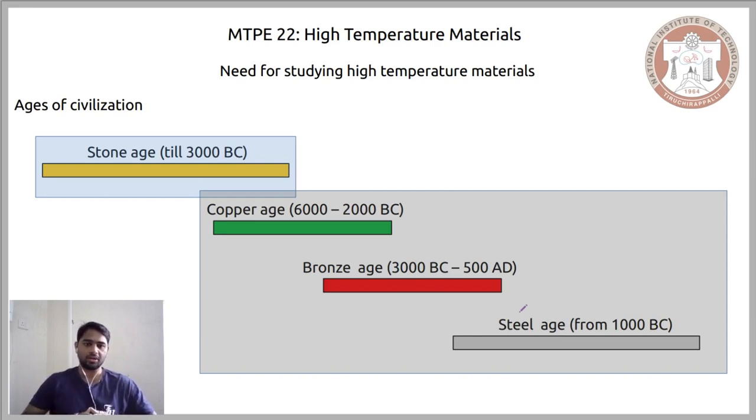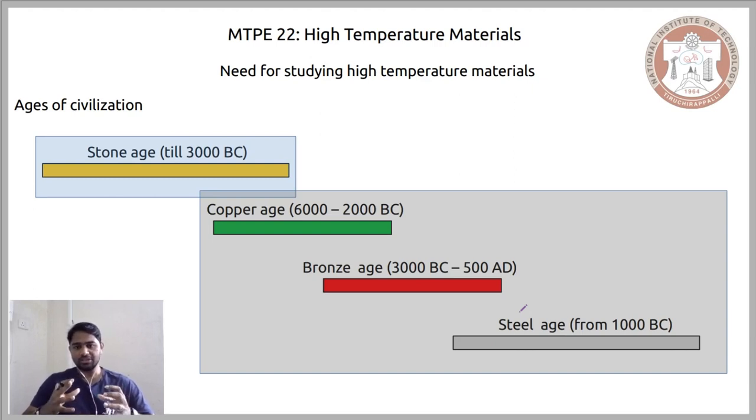wherein the humans could warm themselves against harsh cold climates. Of course, during this period, humans would have realized that they could not use all stones for such high temperature applications, be it for cooking or for creating a heat source that they could warm themselves with. So, the initial study or analysis of high temperature materials would have begun at that time itself. But a significant change came in the subsequent ages, be it the Copper Age, Bronze Age or Steel Age.